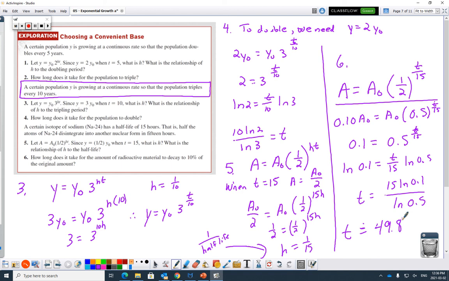Let me take a look at the question again. 15 hours to go to half of its life. So 50 hours to get down to 10% of what it was. Yeah, okay, that does fit. So it's a nice little check. It doesn't exactly check the answer, but it does give me a feel that I'm on the right track. Any questions there?